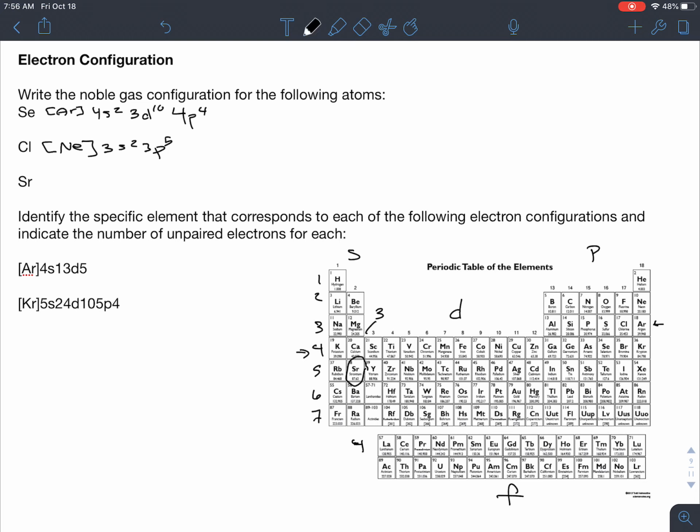Then we have strontium. So we're over here. So my noble gas is krypton. So I have Kr. And then 5s2. And that's it.